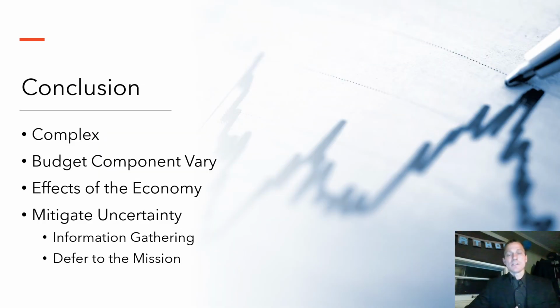In conclusion, the budgeting process within a university is a very complex system where there are multiple sources of revenue and multiple outlets for expenses. Since the budget components may vary from year to year, and this may be the effects of the economy or public opinion, citing that there are more funds or less funds available, it's important for the university to try to mitigate some of this uncertainty.